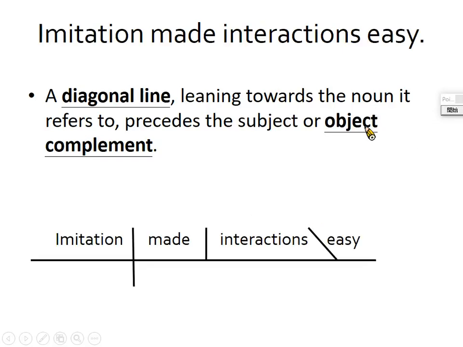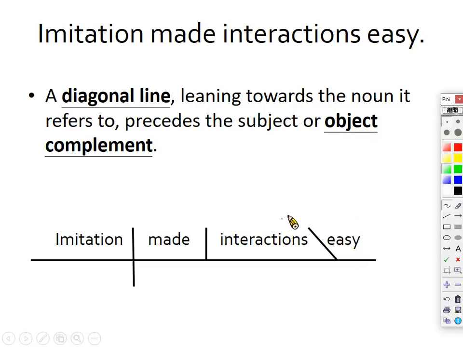And we say the diagonal line can be used to divide verb and subject complement. It can also be used to divide verb and object, just like this one. This diagonal line is used to divide object and object complement. So this one is used to be equal to interactions. Is that right?